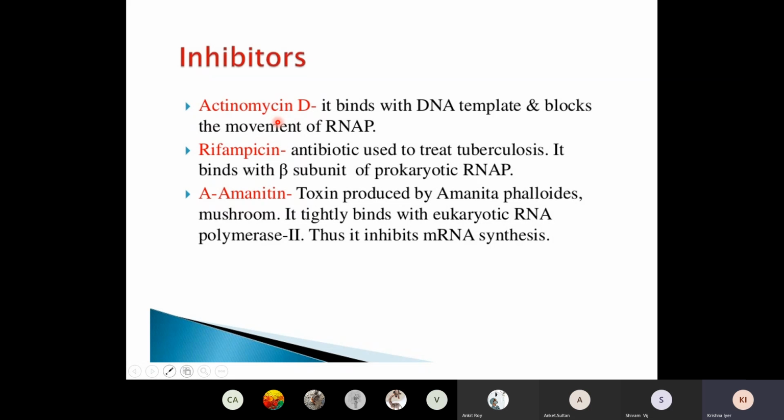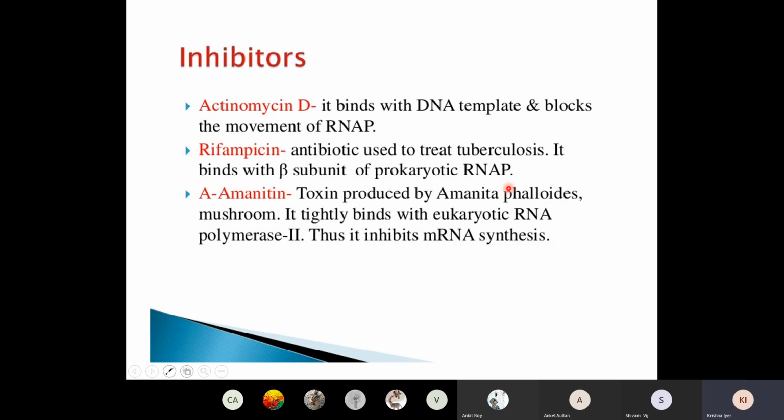But one of the other effects that actinomycin has is that after binding to the DNA template, in addition to not allowing the DNA to separate, when RNA polymerase comes, because the DNA cannot separate, it blocks the movement of RNA polymerase. The other is rifampicin, which is used to treat TB, and it binds to the beta subunit of prokaryotic RNA polymerase. That means it binds to the bacterial RNA polymerase of mycobacteria, and therefore it inhibits the growth of mycobacteria.